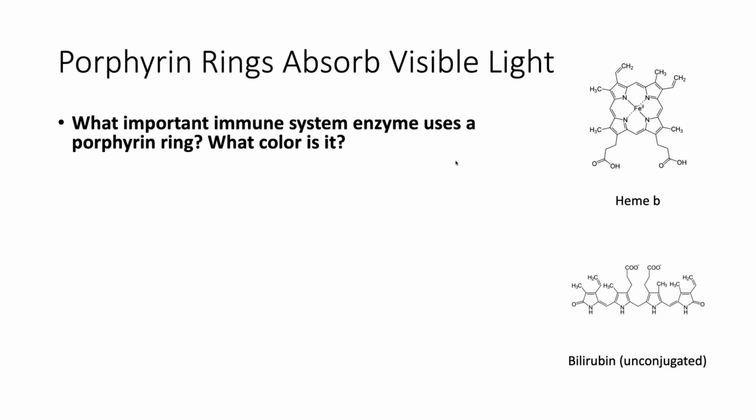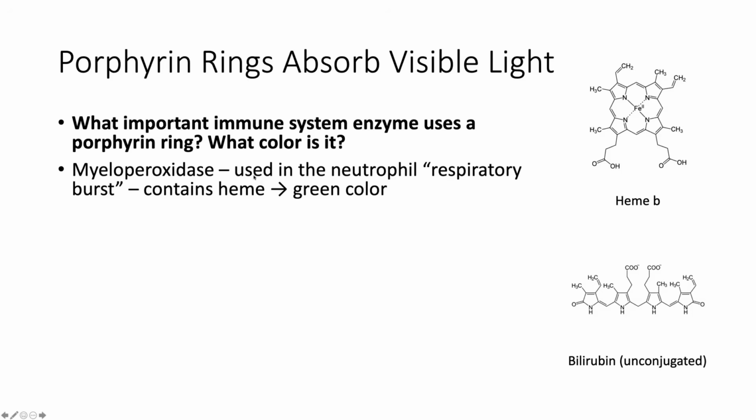What important immune system enzyme uses a porphyrin ring, and what color is it? Myeloperoxidase. So in the respiratory burst, this actually contains heme, which is interesting. So it also contains a porphyrin ring.